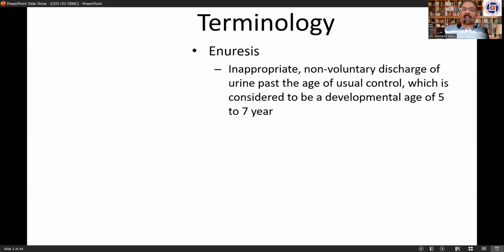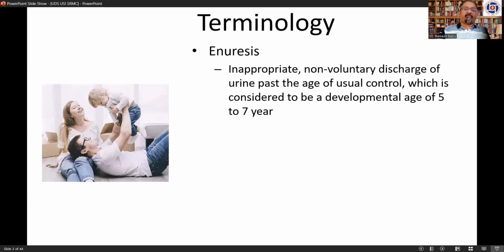Enuresis in the past conventionally used to refer to inappropriate non-voluntary discharge of urine beyond the age of usual control, which is considered to be a developmental age of 5 to 7 years. For example, if a little boy of 2 years passes urine on you, you won't say that is a medical problem, but you would just laugh at it and change your dress. That is a physiological process of attaining bladder control, and that's what it used to refer to.